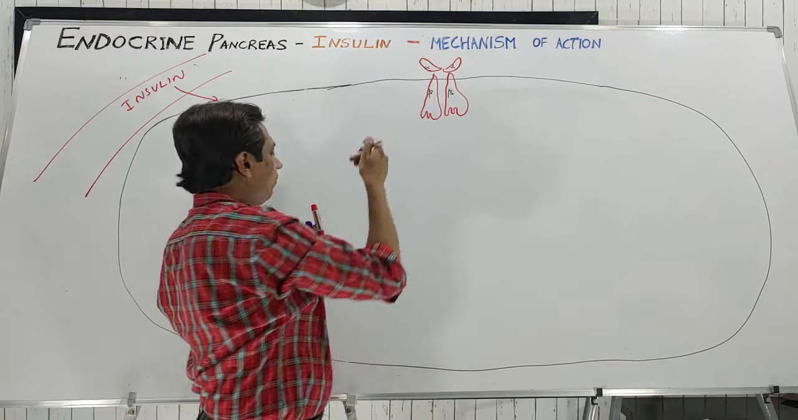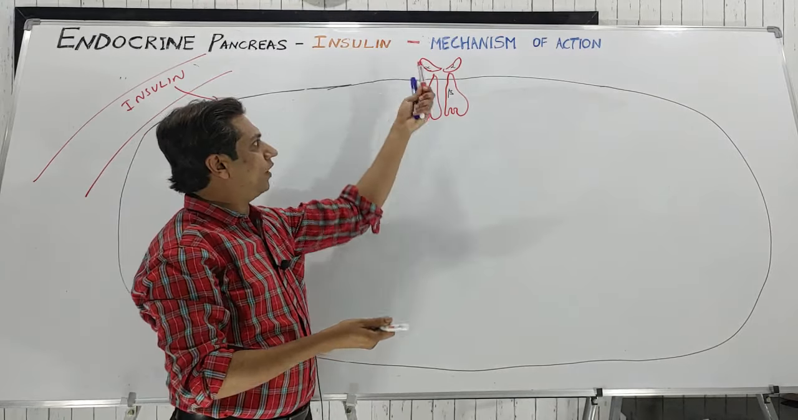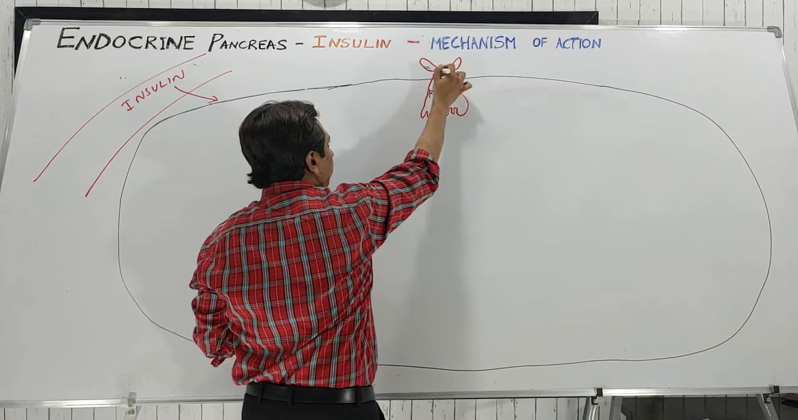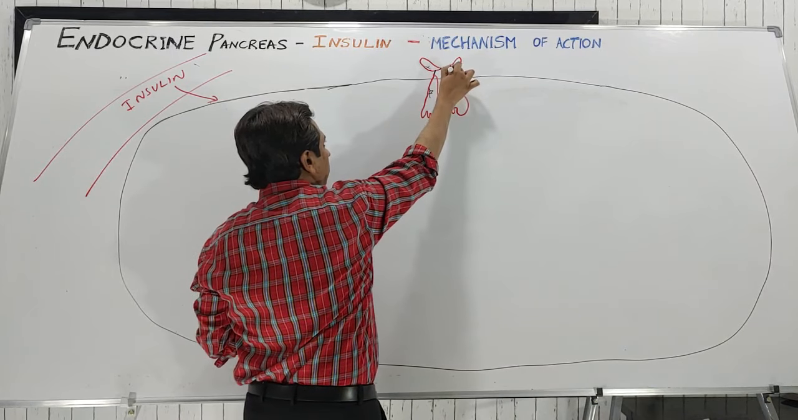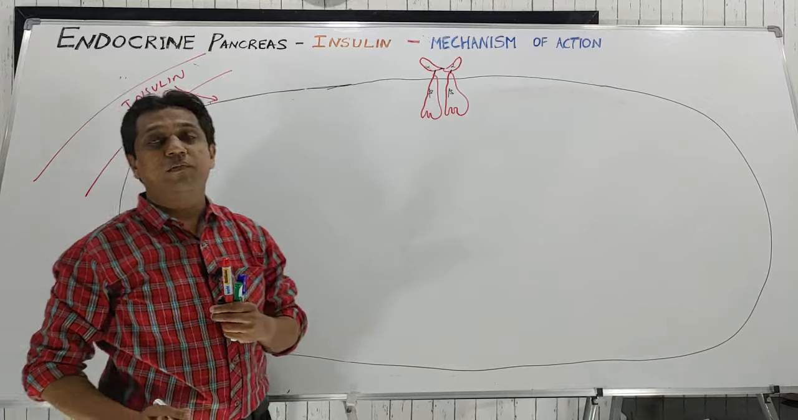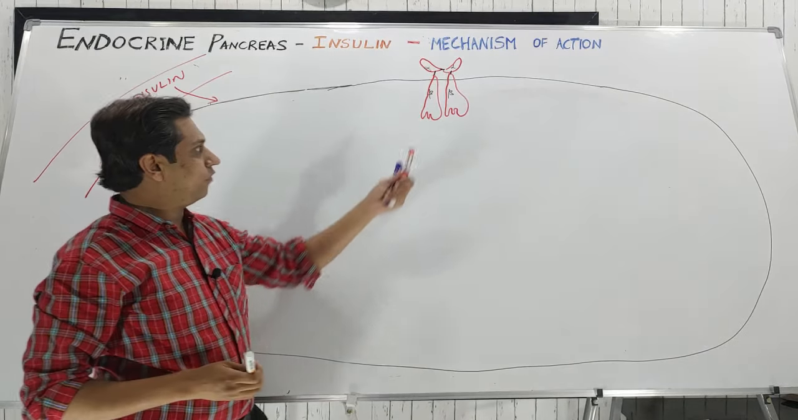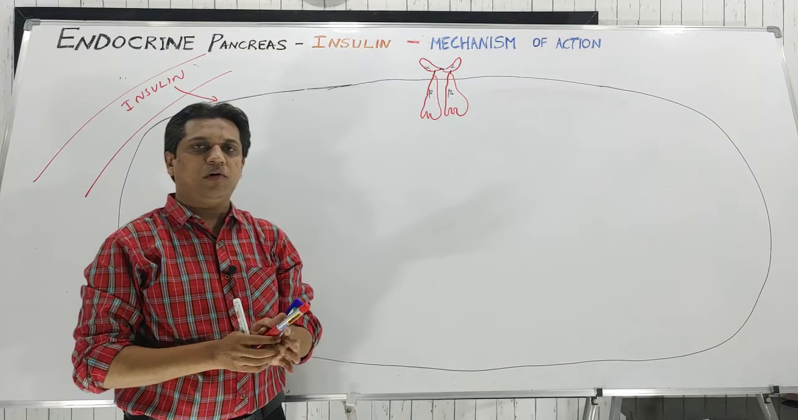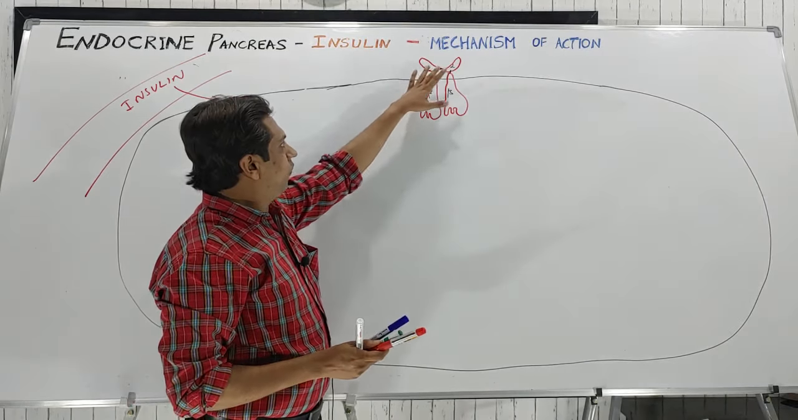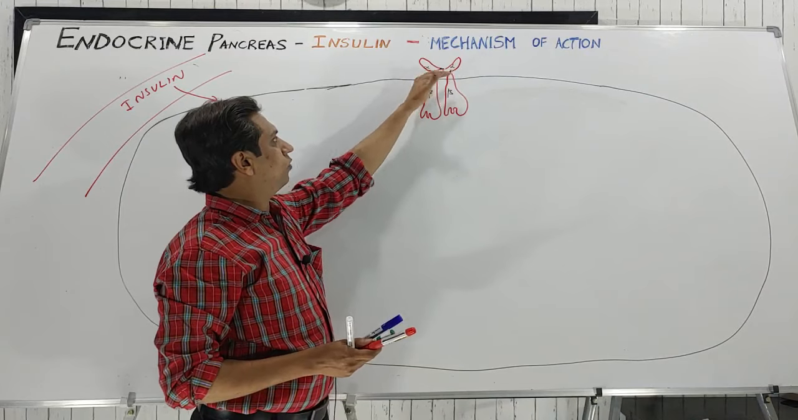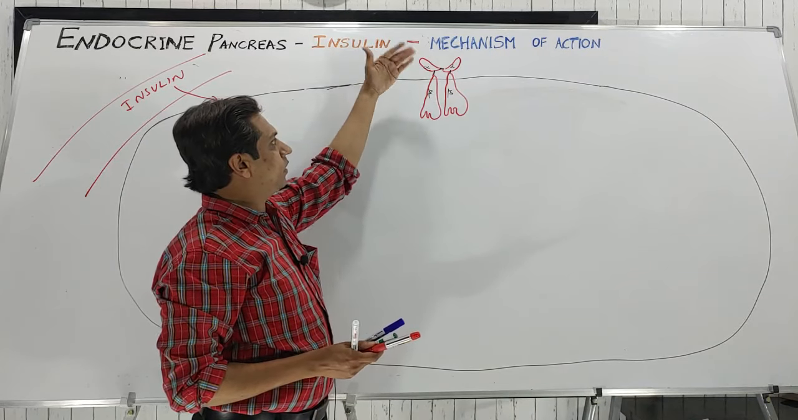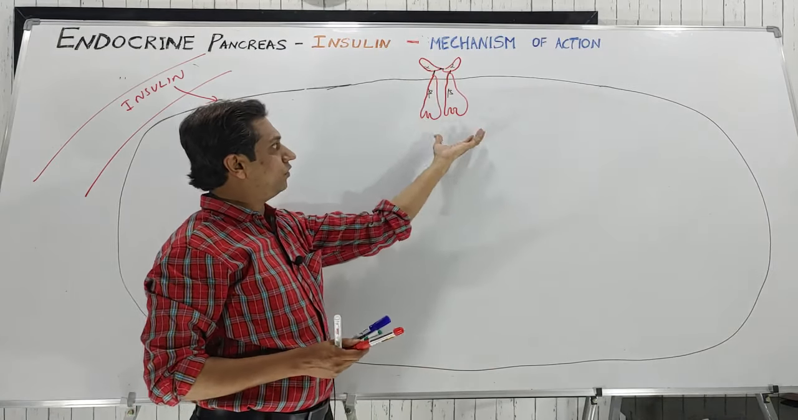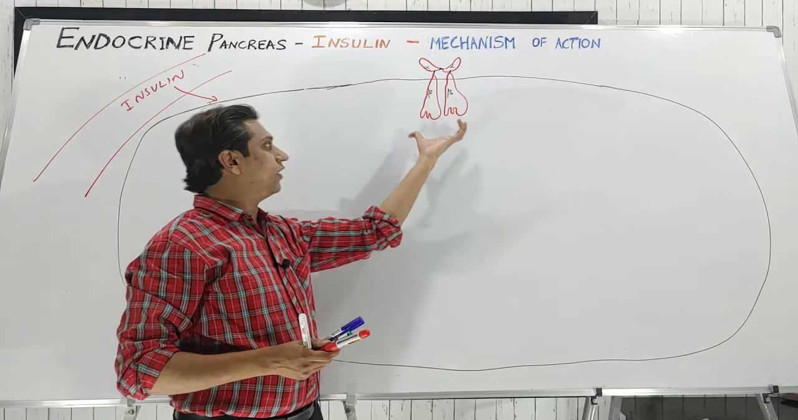The alpha subunits are the extracellular part, and the two alpha subunits are connected by disulfide bonds, and the alpha and beta subunits are also connected by disulfide bonds. So it has basically 4 subunits, 2 alpha and 2 beta. Basically it's a protein molecule with 4 subunits. These 2 alpha subunits are located outside the cell membrane, that is, extracellular. So these are the extracellular part of the insulin receptor, which is protein in nature.